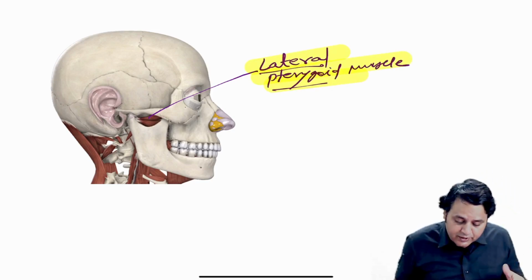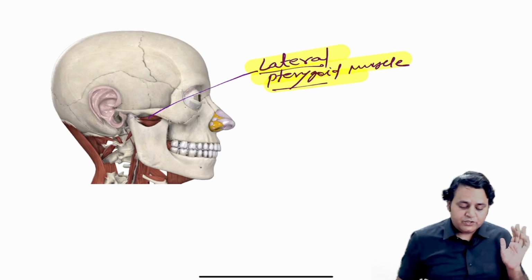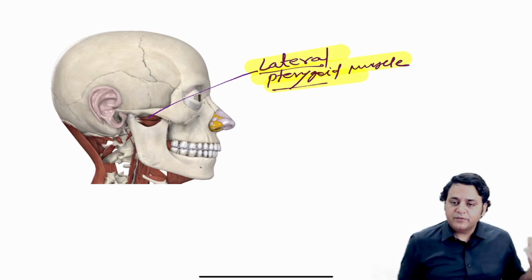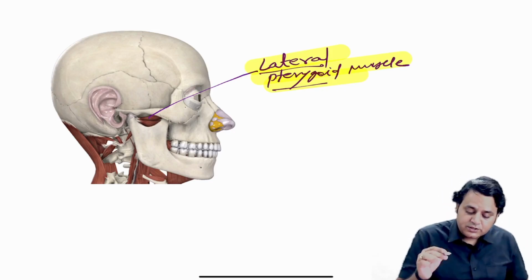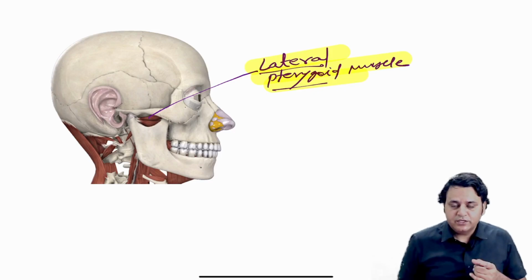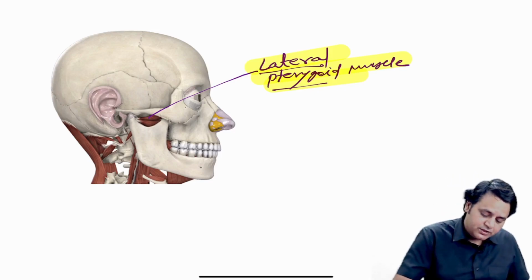So the articular disc of the temporomandibular joint is the remnant of the tendon of the lateral pterygoid muscle. That's why it is very peculiar. This is an exam question. It can be asked in any exam.